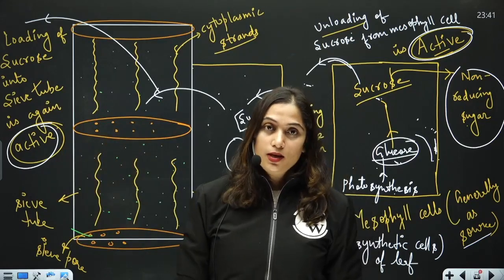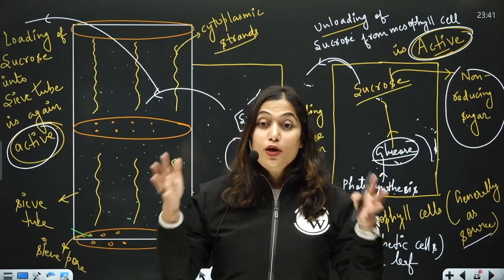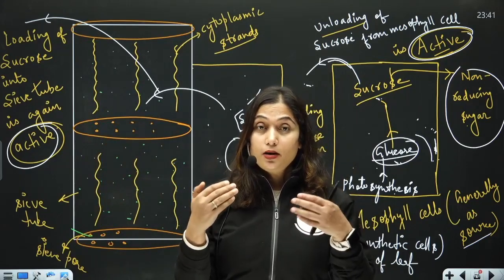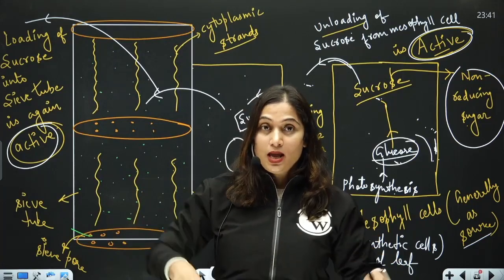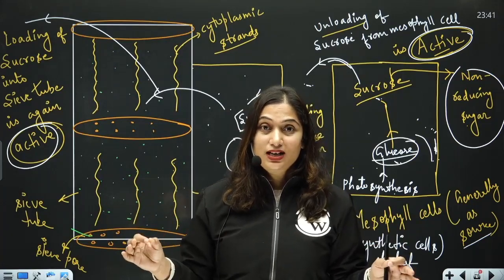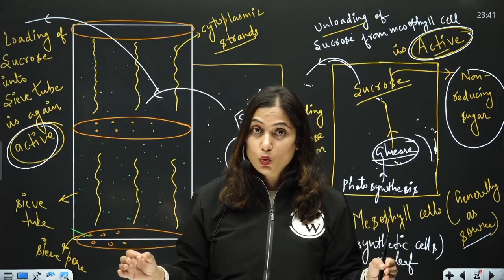This is how translocation of food occurs, right? When water goes from xylem to phloem or phloem to xylem, it occurs by osmosis. And remember, at the point of source, turgor pressure will be high, and at the point of sink, turgor pressure will be low. Clear?